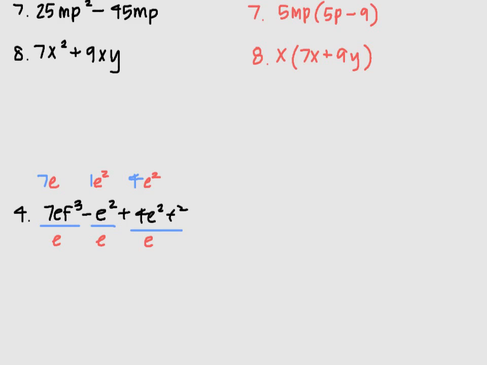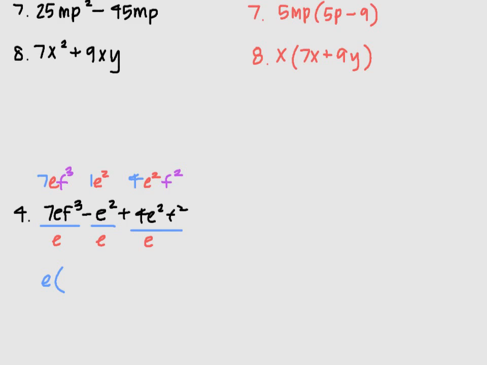I also have F cubed in the first term. I don't have any F's in the second term, and I have F squared in the third term. So again, because there is no F in the second term, I cannot factor out an F. This means that the only factor that exists in all three of the terms is E. So E is the only variable that I can factor out of the trinomial.